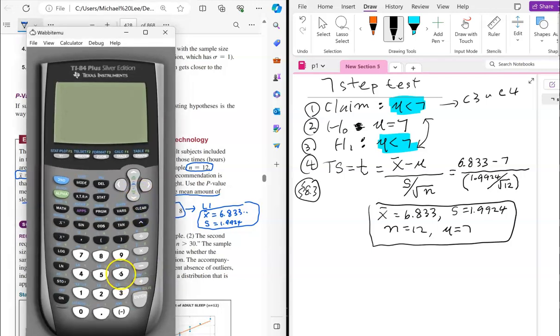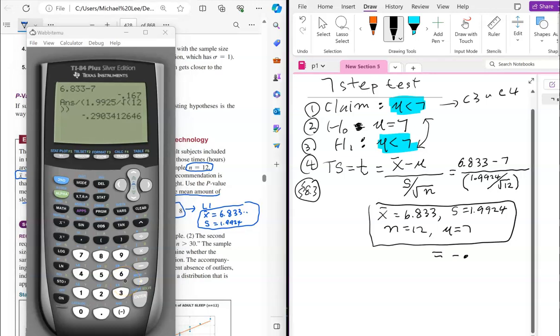All right. So 6.833 minus 7. I hit enter, divide by, you have to put parentheses, 1.9924 divided by square root of 12. And you have to put parentheses once and twice. And when you enter, you get negative 0.29. That's close enough. 0.3.